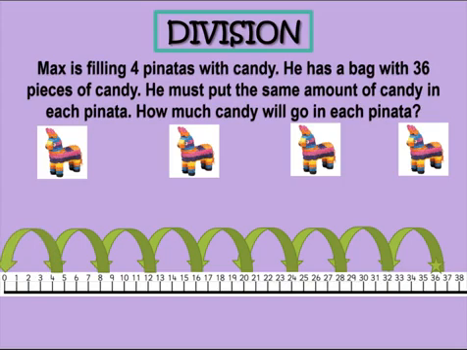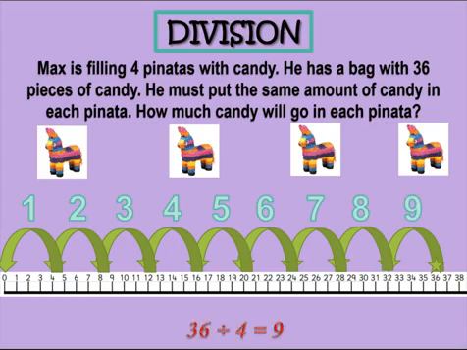There we go. Now to find out how many pieces of candy are in each piñata, I must count my jumps. 1, 2, 3, 4, 5, 6, 7, 8, 9. 36 divided by 4 equals 9. Did you write that in your notebooks? Let me see. Show it up to the screen. Good job.